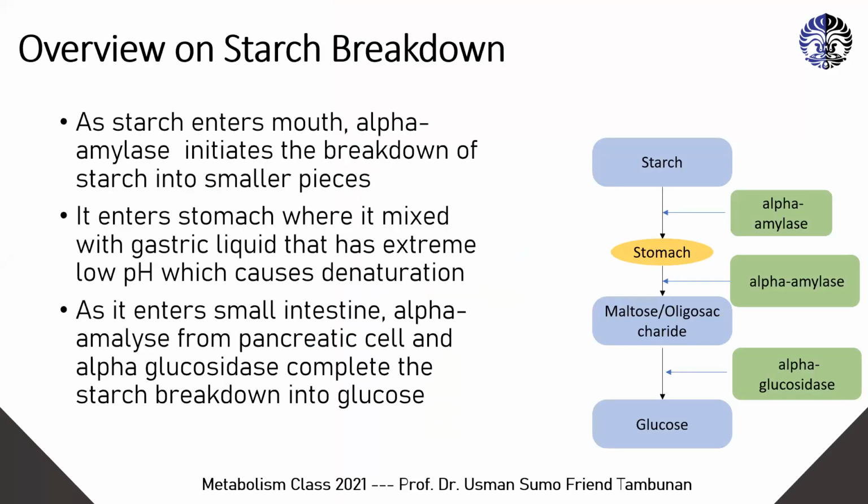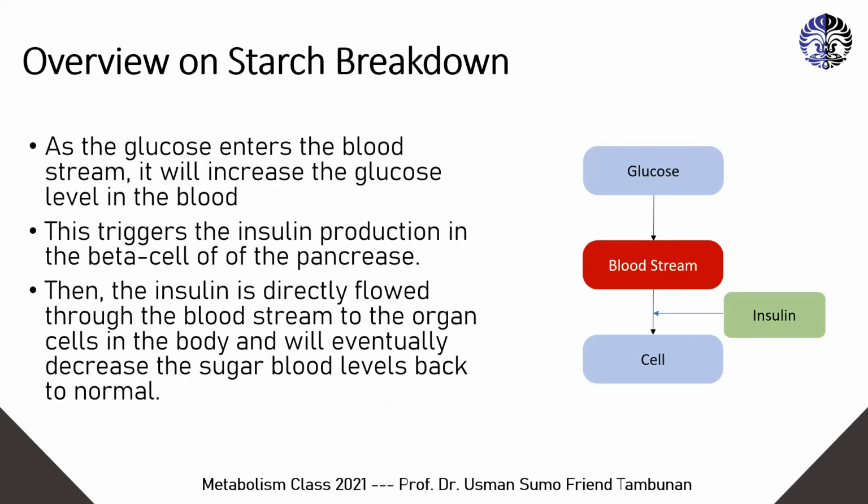Overview on starch breakdown. As starch enters the mouth, alpha amylase initiates the breakdown of starch into smaller pieces. It enters the stomach where it is mixed with gastric liquid that has an extremely low pH, which causes denaturation. As it enters the small intestine, alpha amylase from pancreatic cells and alpha-glucosidase complete the starch breakdown into glucose.